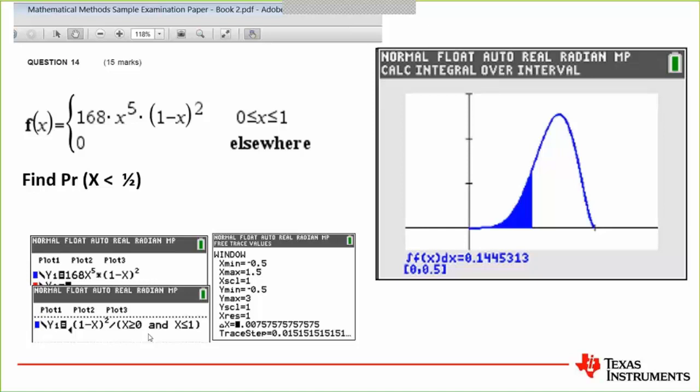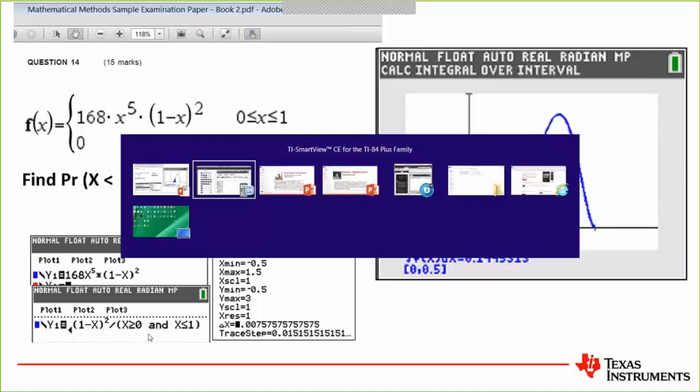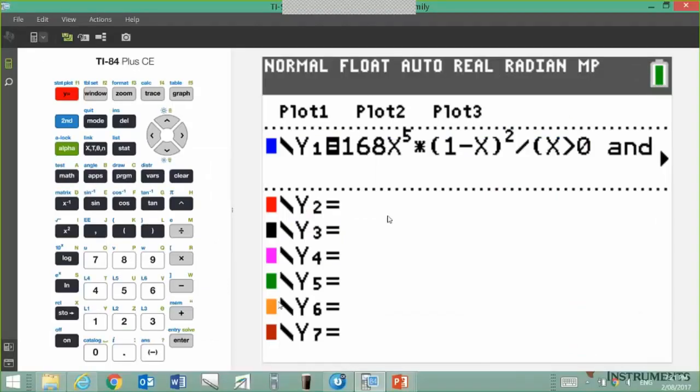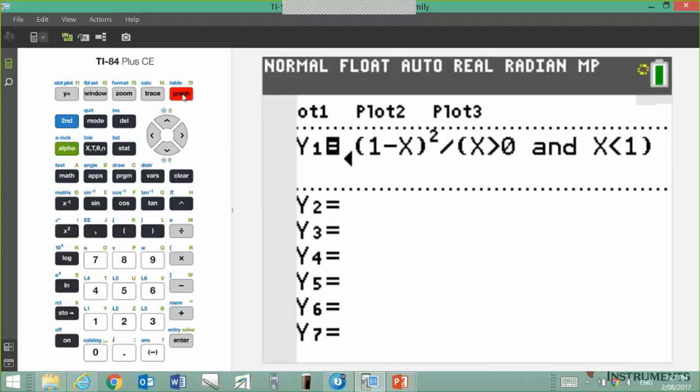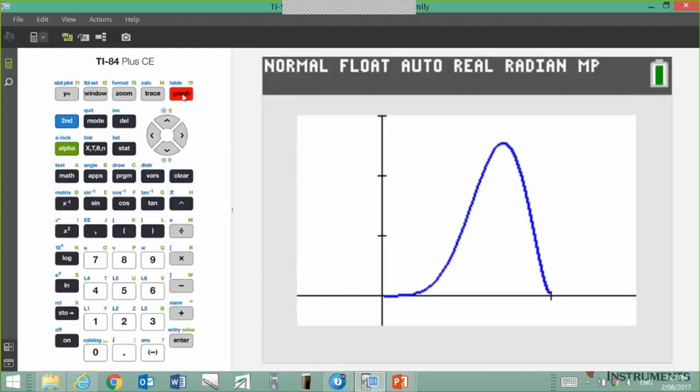Just quickly, Stephen, I'll show how that is done on this machine. The function is entered in the function editor, and you see my domain restriction here. These commands, the "and", greater than, less than, come under the menu Test. Here's our picture. Now, if I want to shade under that, there's a shortcut now, but remember the command Calc.